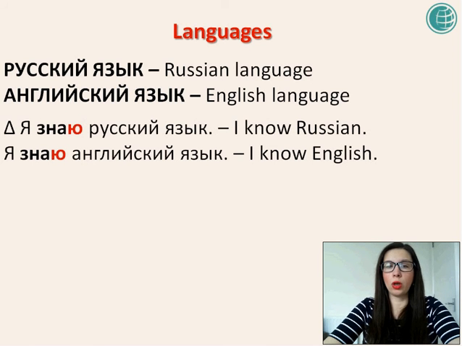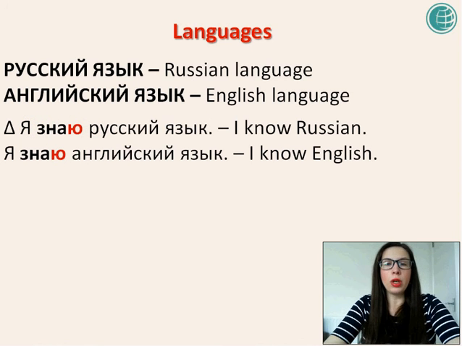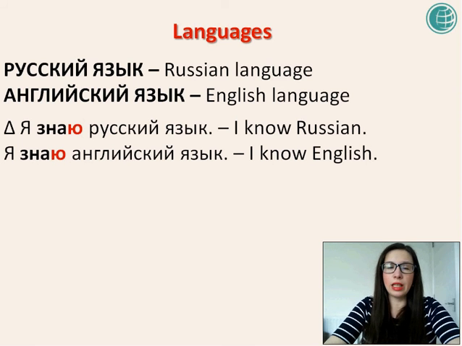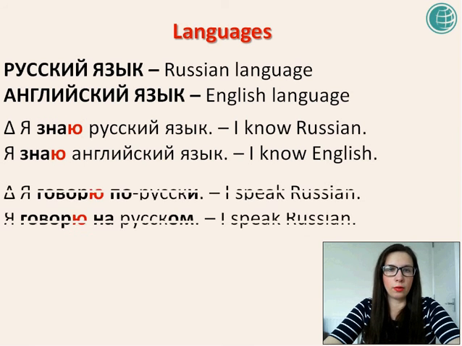And when we talk about languages, we can use these phrases. Я знаю русский язык. I know Russian language. Знаю, it's a form for the pronoun я. Я знаю русский язык. For example, if you are in Russia and someone is asking you, do you know Russian? You can answer, я знаю русский язык. Or, я знаю английский язык. I know English language.